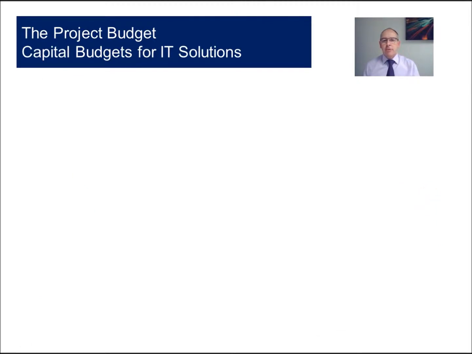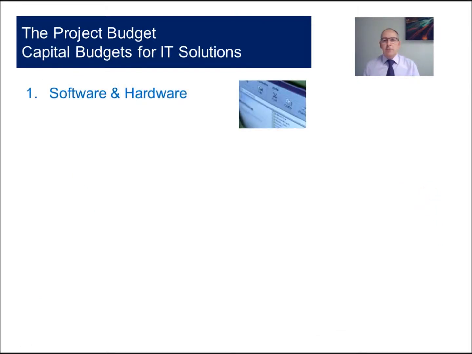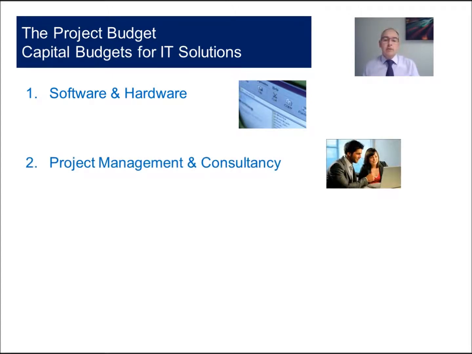Our project budget is broken down into 4 areas. The first relates to software and hardware. What's the application software, database software and infrastructure we need in place? The second is around the provision of services. Do we need to buy in project management and consultancy to assist with the delivery of the system?